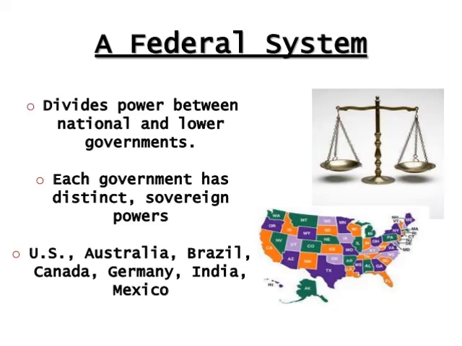All right, what we have in America today is called a federal system. In a federal system, power is divided between the national and lower governments. We vote in the national government, we vote in our state government, we vote in our local government. Each government is distinct. It has the right to rule over its area. Common examples include the U.S., Australia, Brazil, Canada, Germany, India, and Mexico.